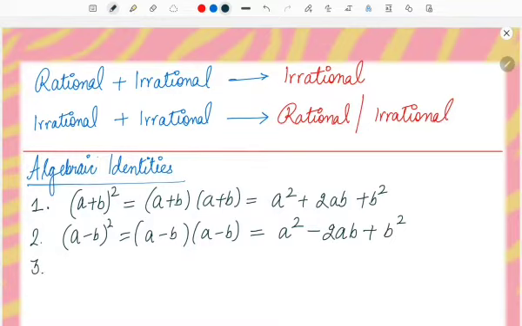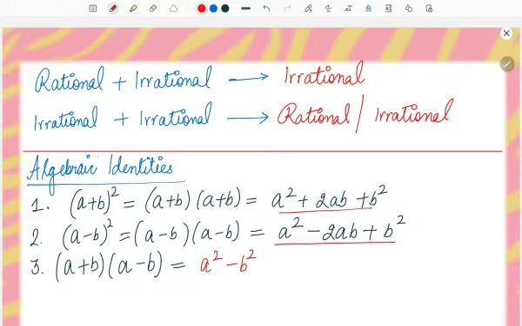The third one that we have is (a plus b) when there are opposite signs in the bracket: (a plus b) multiplied by (a minus b). The result is a square minus b square. I hope it is clear till here.